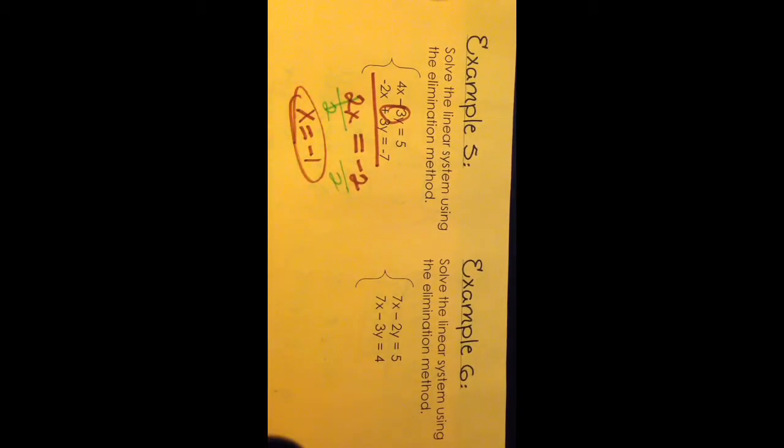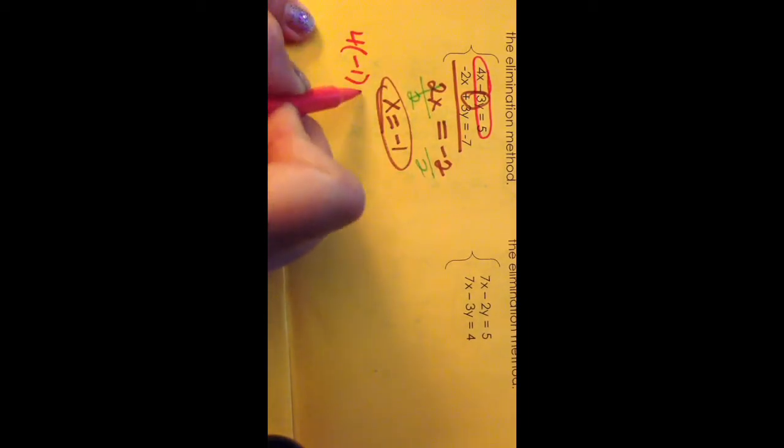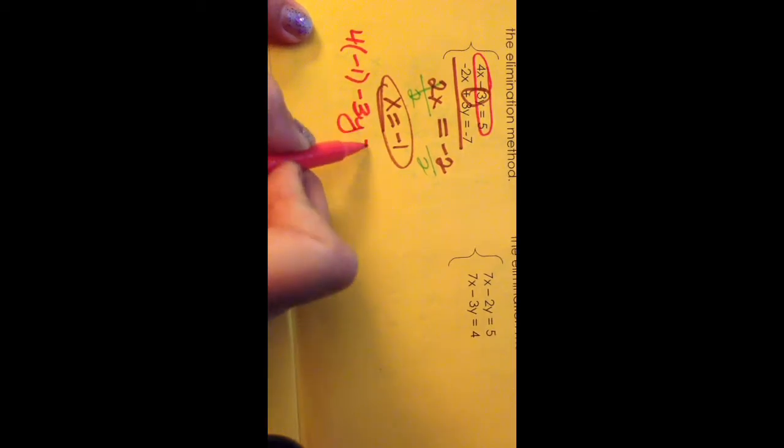And like we did with substitution, cool, x is negative 1. Like we did with substitution, I don't want my equations buried too bad in here. I can go back now. Let me grab that one. And I can plug in negative 1 for x, and it'll help me figure out y. So let me do that second part. I know my x is negative 1. All right, so 4 times negative 1 minus 3y is equal to 5.